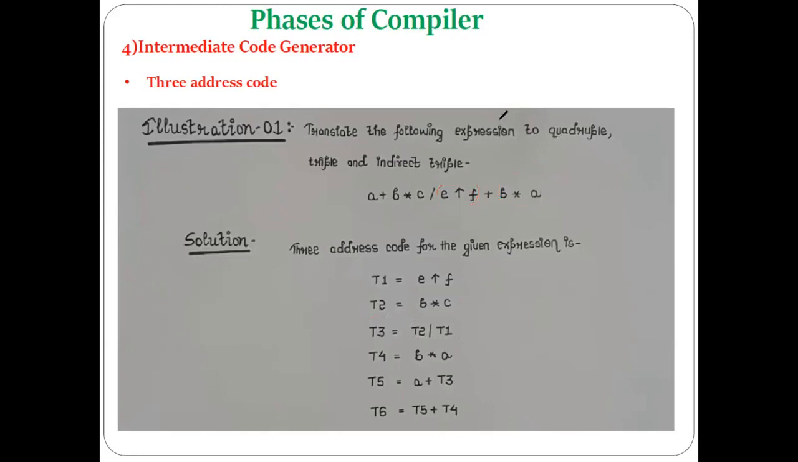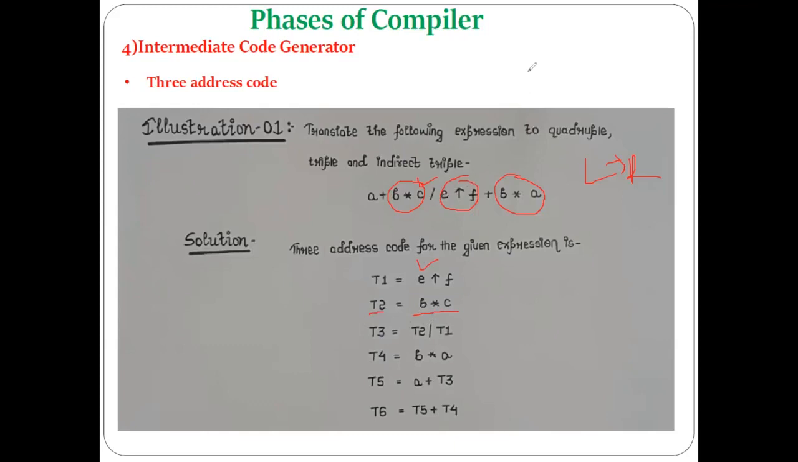Sorry, here we have made a mistake. First preference will be given to the exponential, and that result will be in t1. Then with the multiplication, we have two sub expressions, b into c and b into e. When there are two sub expressions with the same operator, which will be given the precedence? In this case, you have to follow left to right associativity. That is the reason first preference will be given to this sub expression, and the result of that will be in t2, that is b into c.